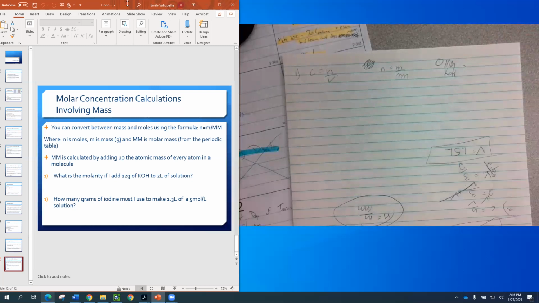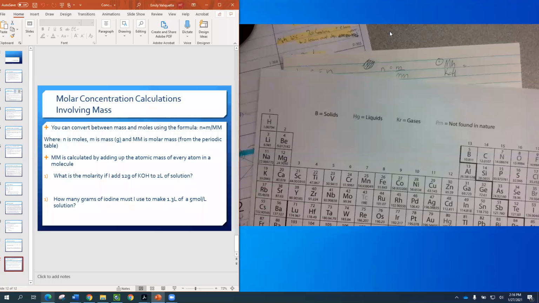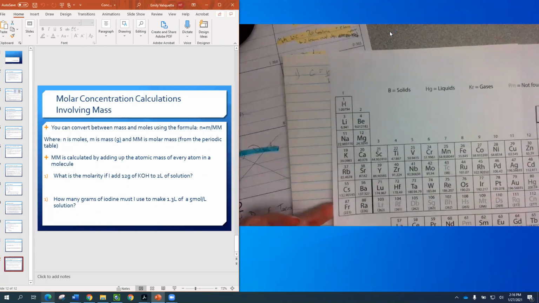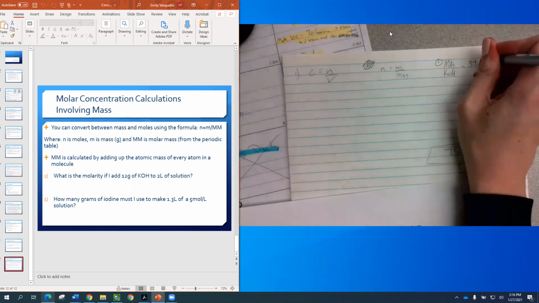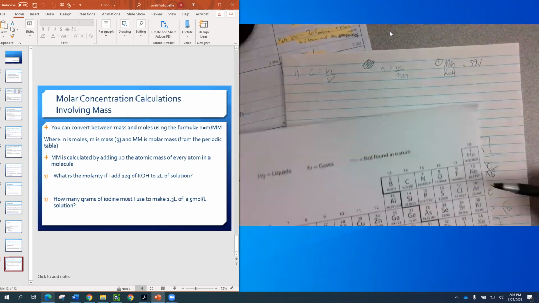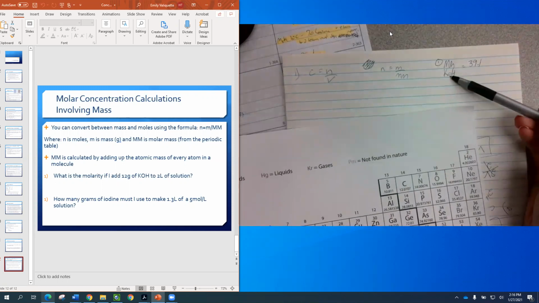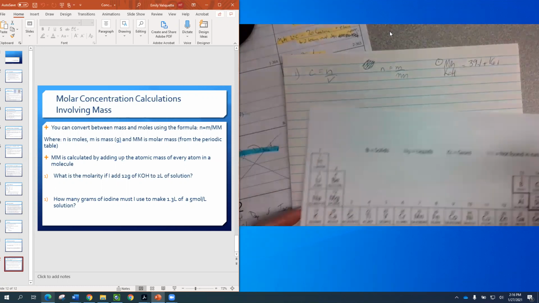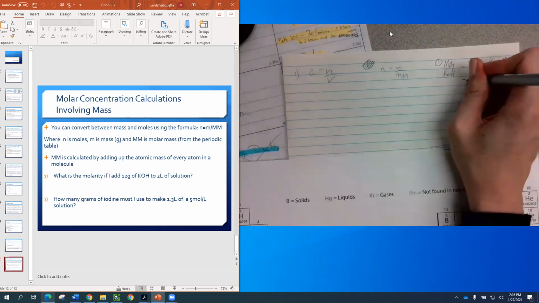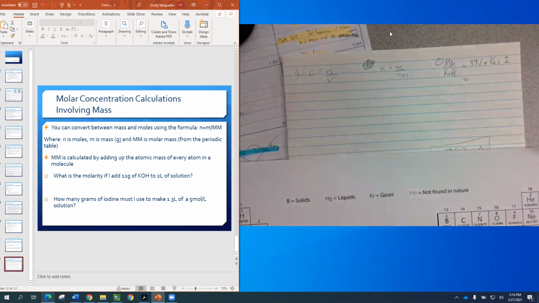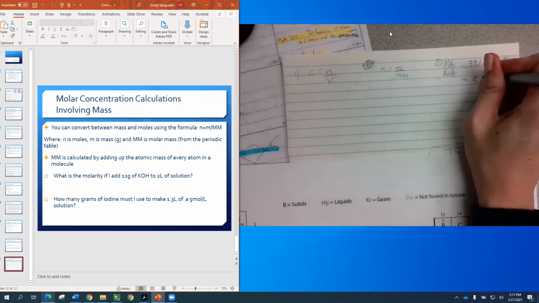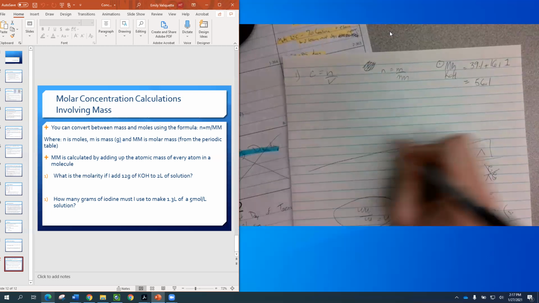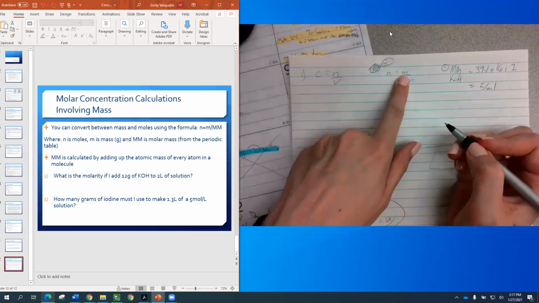To do that, we bust out our periodic table. So I'm going to look up potassium, which is K, on the periodic table, and it has a mass of about 39.1, and there's only one of those. And then oxygen is about 16. There's also only one oxygen, so I'll add 16. And then hydrogen is about 1. There's only one of those as well, so I'll add that. So 39.1 plus 17 is 56.1.